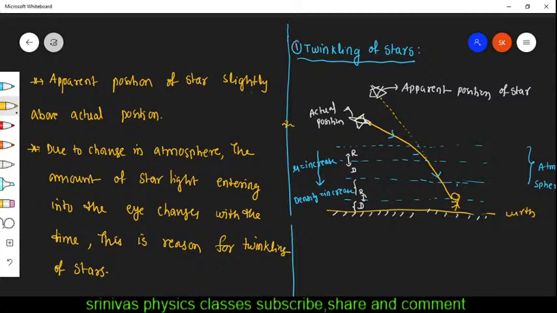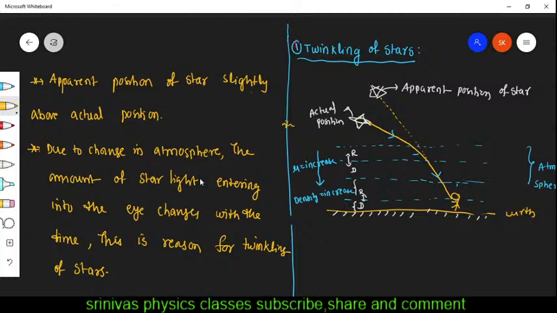This is one application of atmospheric refraction. Let us go for another application, and that is advanced sunrise and delayed sunset. Those are the two applications, right? Now let us see one more application.